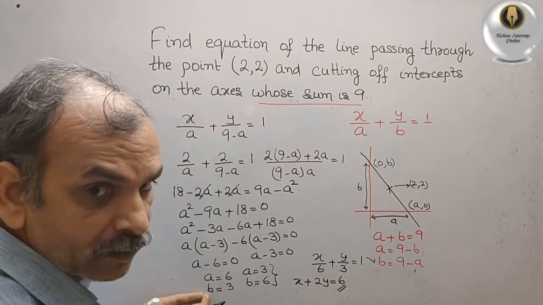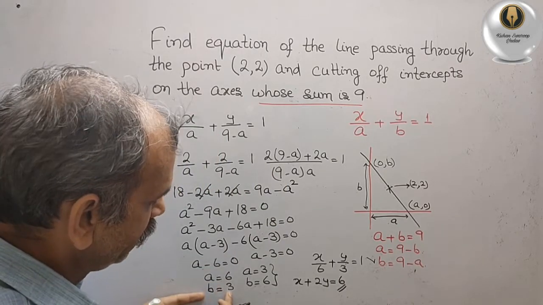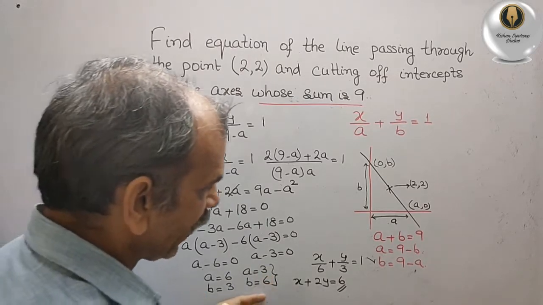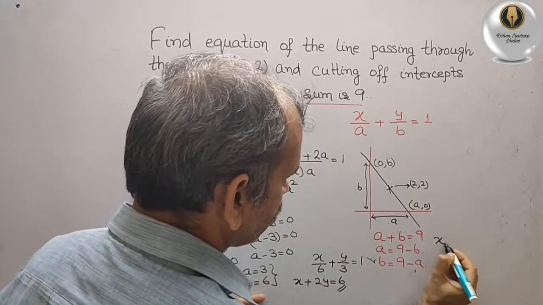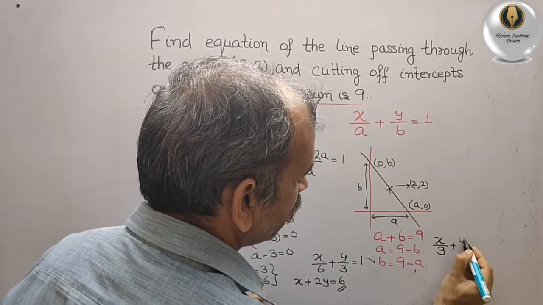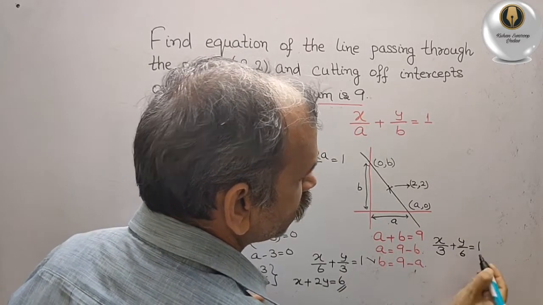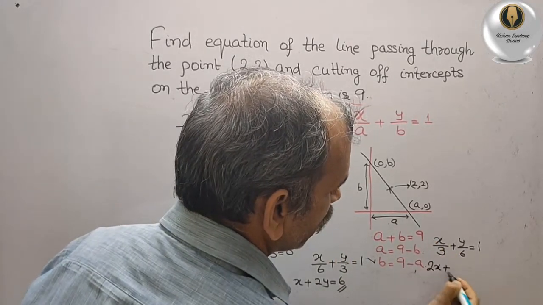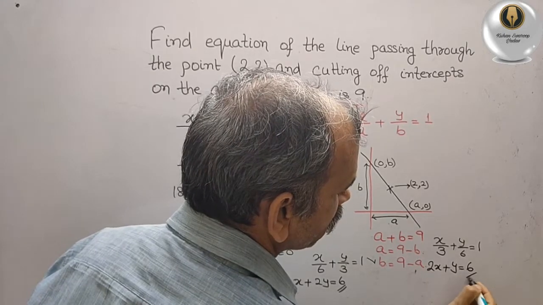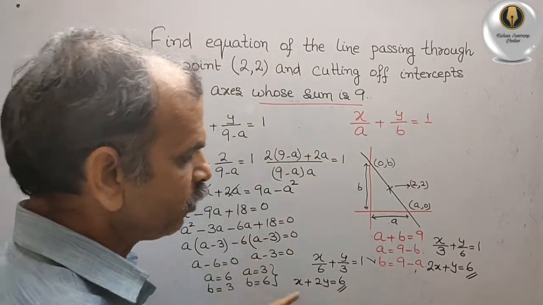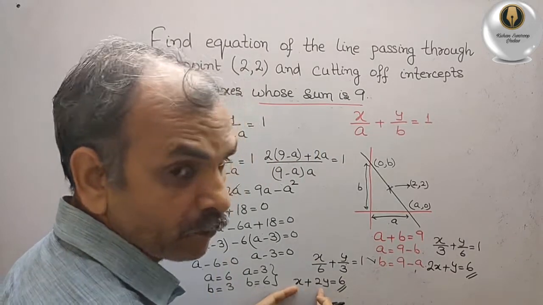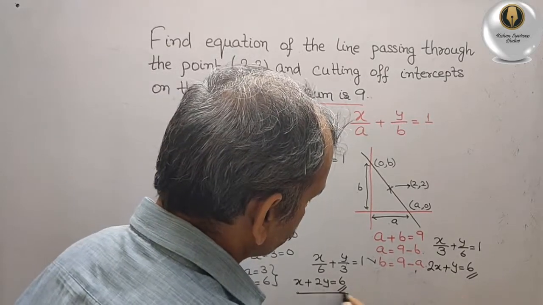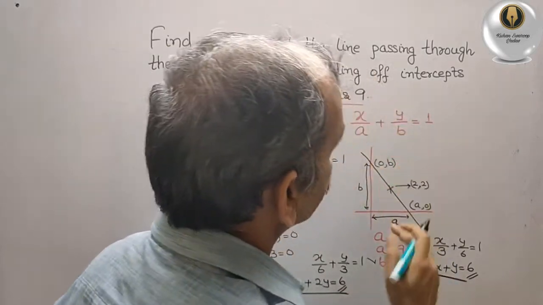Now we will put the second. A is 3 and B is 6, so x/3 plus y/6 equal to 1. Again 6 is the LCM. You will get 2x plus y equal to 6. So these are the two equations. See, the difference: one is x plus 2y, and here it is 2x plus y. So these are the two equations we will get for this line.